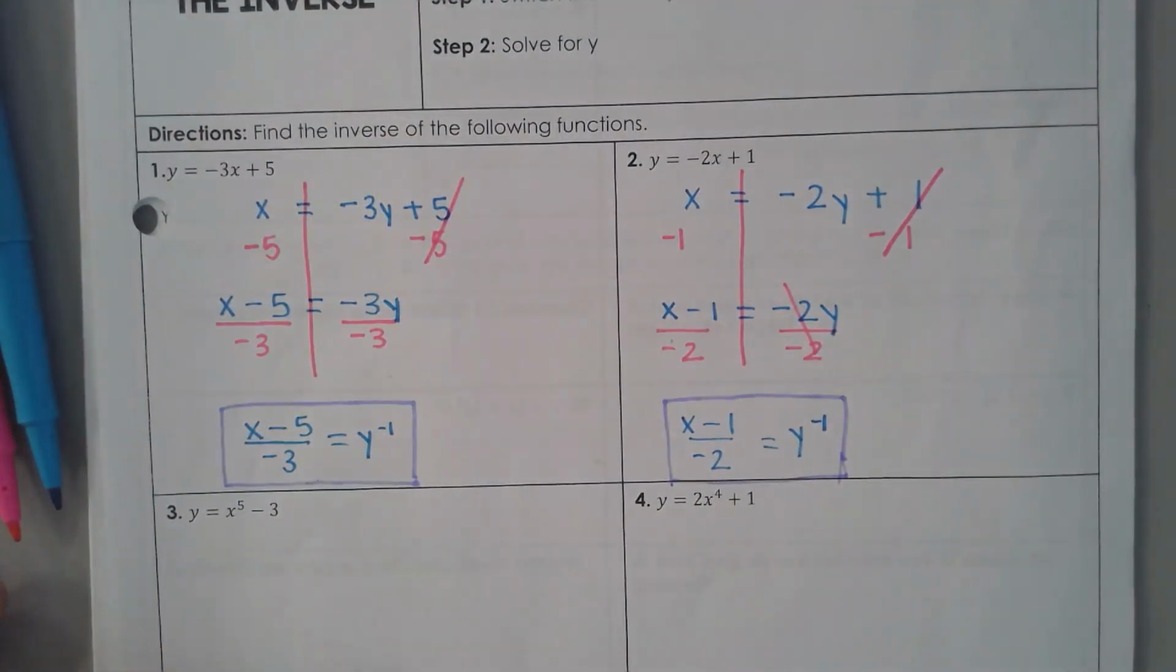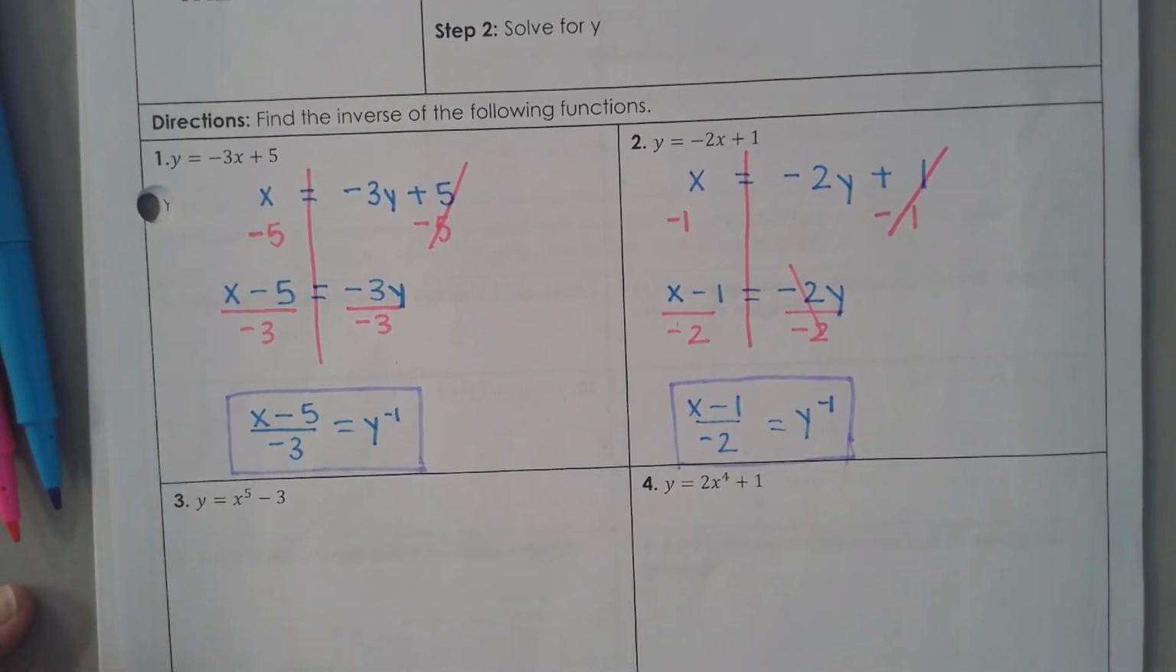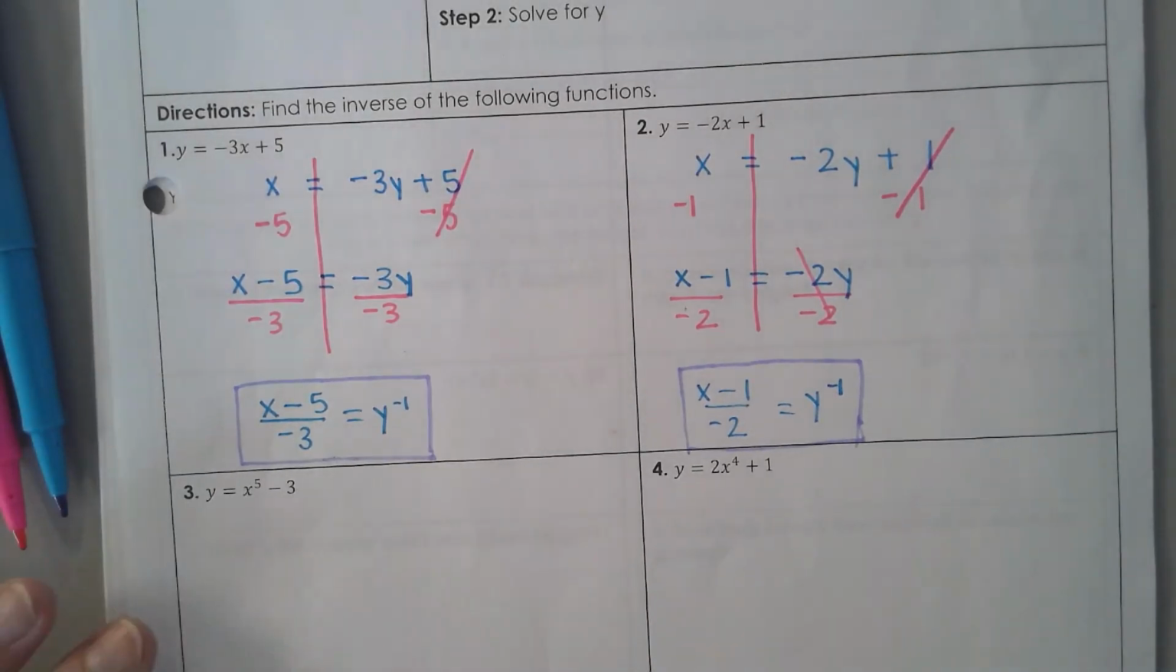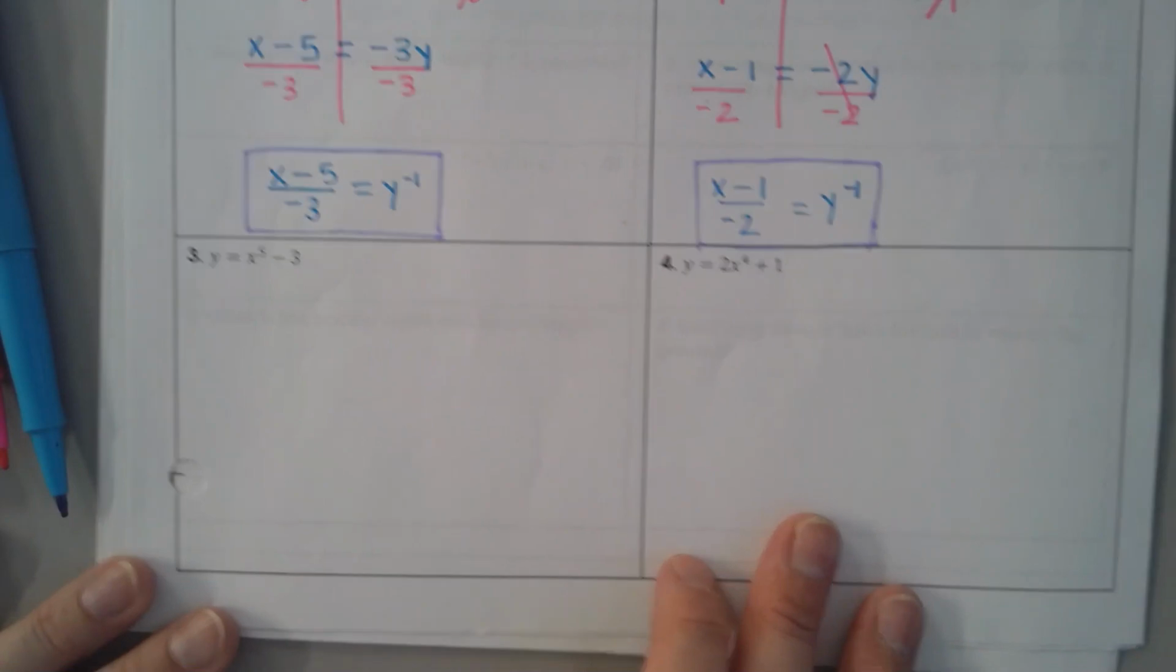So since you're done, you would only put the -1. But if you still had more steps, you would keep going until you got the y by itself, and then you'd give it the -1. Okay. All right, so let's look at number 3.